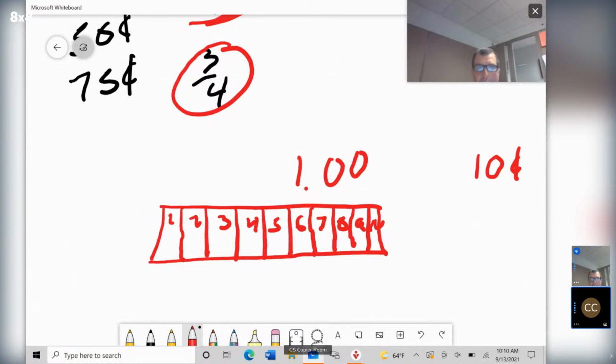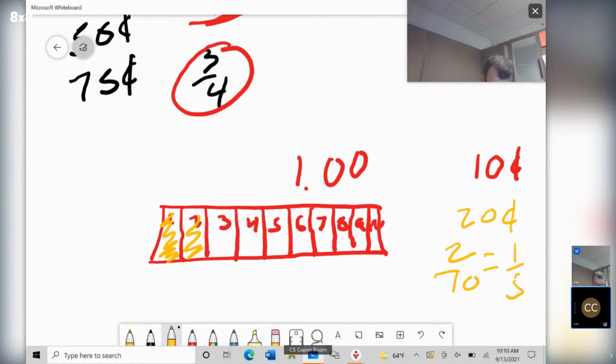So say we have 20 cents. So 20 cents, you have 2 dimes. What 20 cents would represent is 2/10 of a dollar, or 1/5. Because you can see if each one of these represents a dime, and we have 2 dimes, that's 2 out of 10.